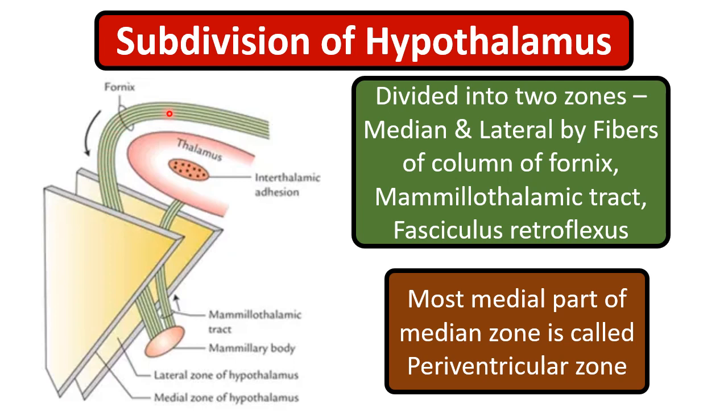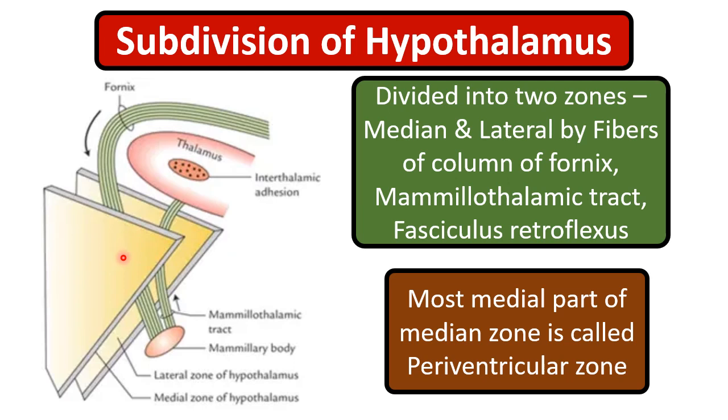What is the fornix? The fornix consists of efferent connections, that is output fibers coming from the hippocampus. Regarding the fornix, you can go through my YouTube channel and find out more, so you can get a clear idea about it. Now these columns of the fornix separate the hypothalamus into two different areas: the lateral area and the medial area.